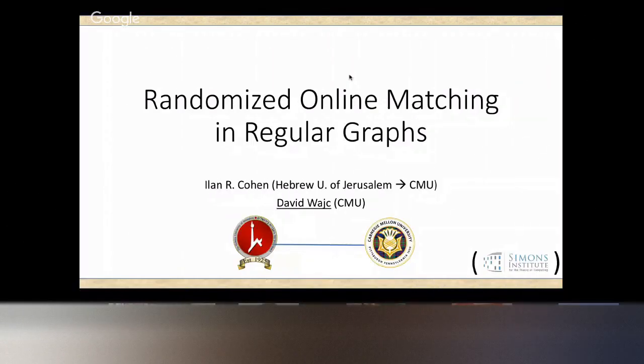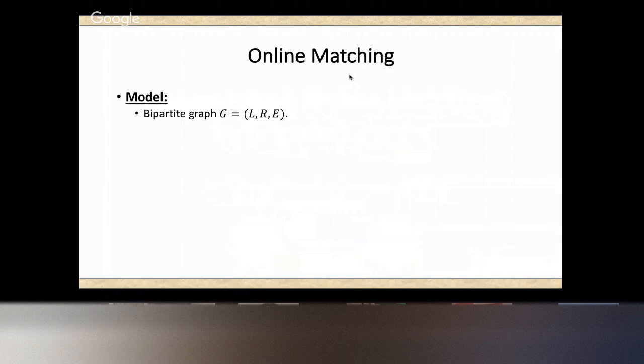So the title kind of speaks for itself. Randomized online matching in regular graphs. Presumably we all know what matchings are. Let's maybe talk about the online matching. I apologize in advance, a bunch of you know this pretty well. I'll try and go through the introduction moderately fast.